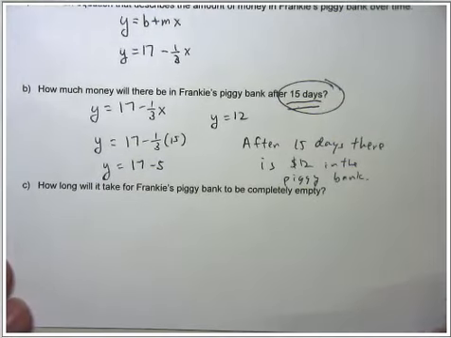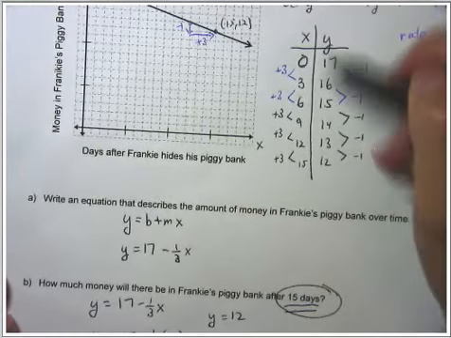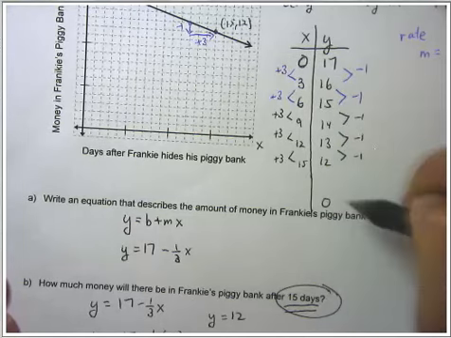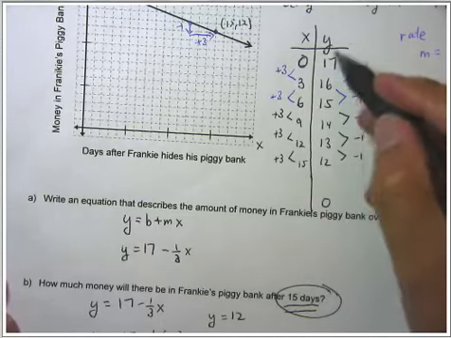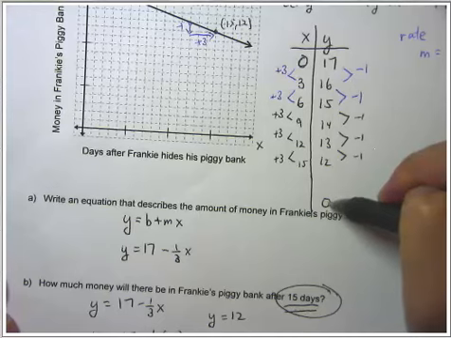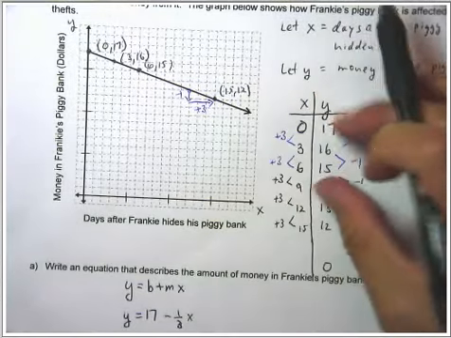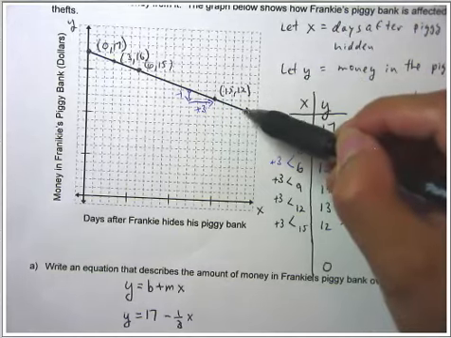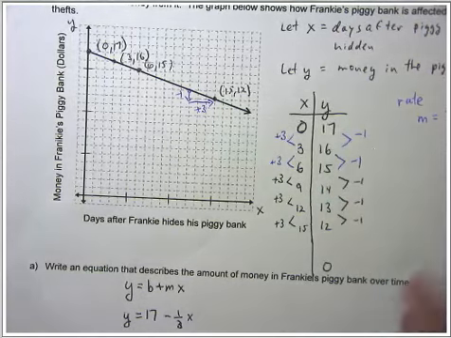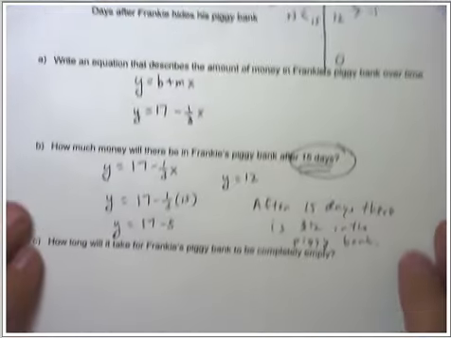One last one. How long will it take for Frankie's piggy bank to be completely empty? Basically what we're asking is, how long will it take for the money to go all the way down to 0? We could use our t-chart. We could also extend this graph, make it bigger, and see how long it would take the money to go all the way down to 0. I'm going to use the equation for this one.